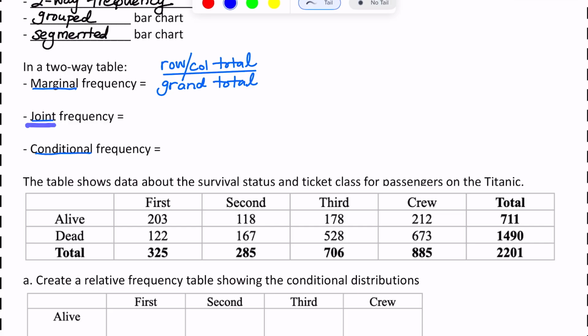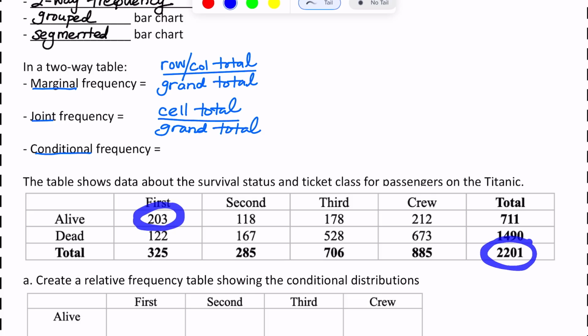Then we learned about joint frequency. Joint frequency is when we take a cell total and we divide it by the grand total. So, for example, if I took this 203, which is a cell total, and divided it by this 2,201, which is the grand total, that would be considered a joint frequency.